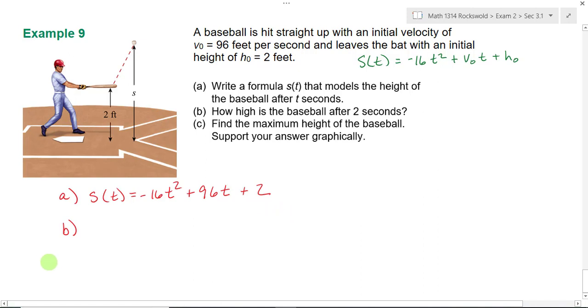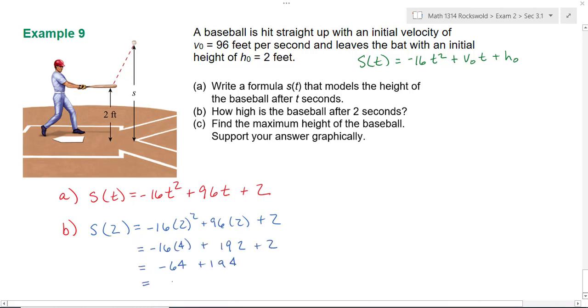Part B of this question asks, how high is the baseball after 2 seconds? Well, how would I find how high the baseball is after 2 seconds? Plug in a 2 for t. And this is why God gave us calculators. 130. So after 2 seconds, the ball is 130 feet above the ground.